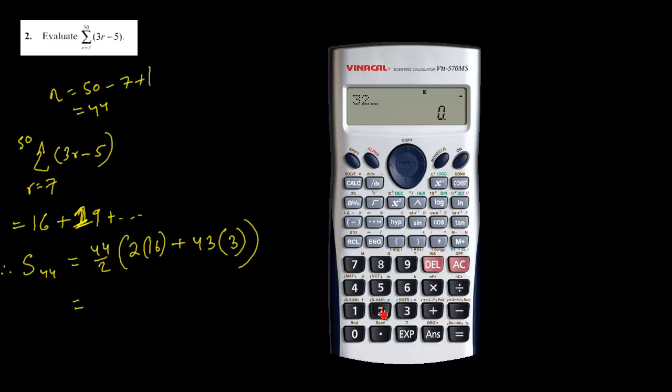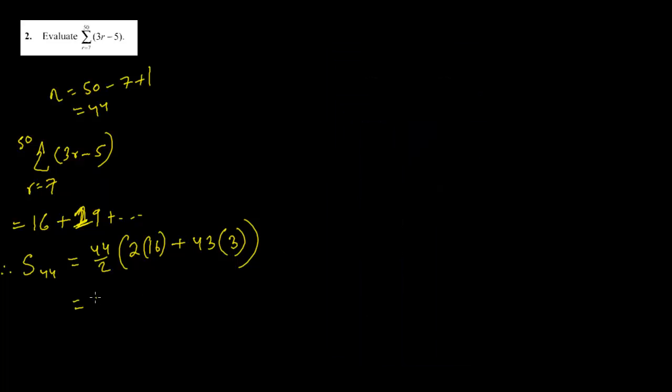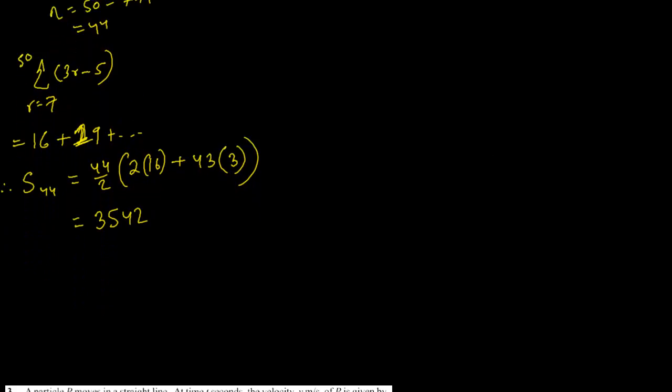So that turns out to be 2 into 16 is 32 plus 43 into 3. That turns out to be 161. So 161 into 44 divided by 2 is 22. And the answer turns out to be 3542. So 3542 is the sum of the terms.